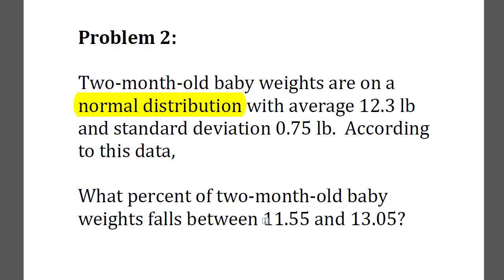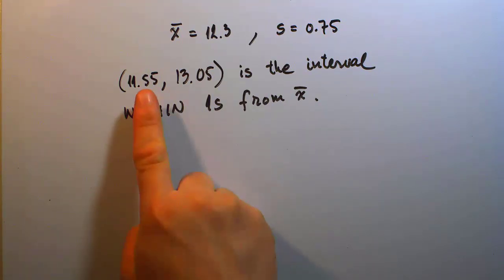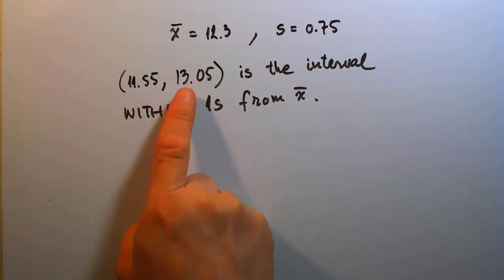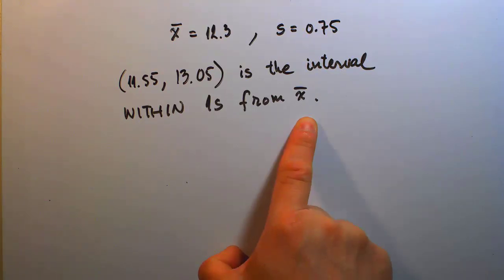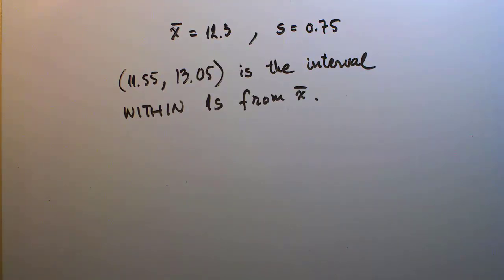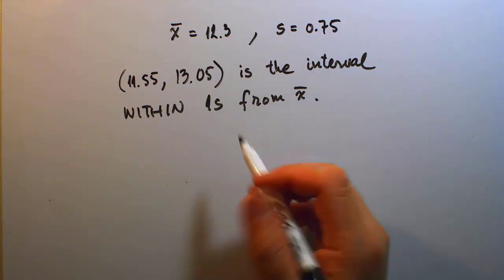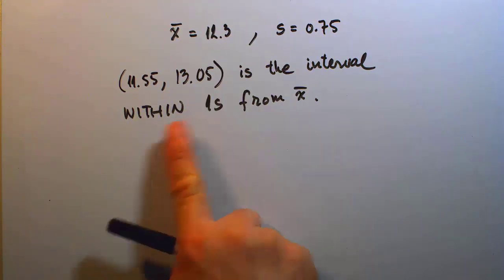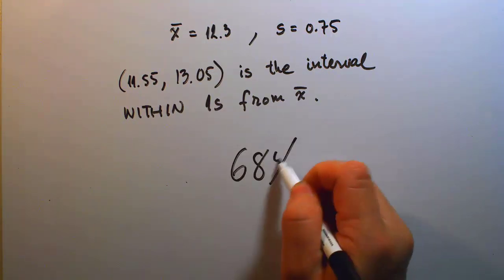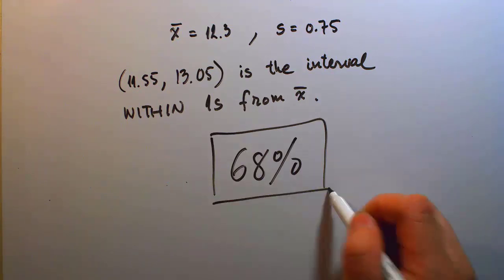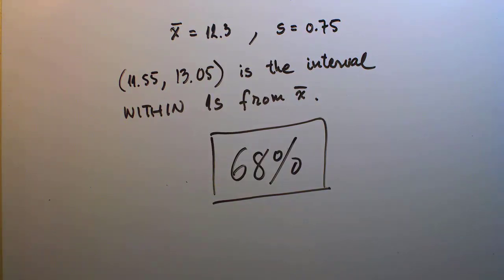Remind yourself again, this interval is that interval on my board here. We made that conclusion earlier. The interval from negative 11.55 to 13.05 is the interval within 1 standard deviation from the mean. And so, perfect. The empirical rule is now simply telling me that we're on a bell curve and we're within 1 standard deviation from the mean. The answer is just straight old 68%, without any worry about the calculation. We don't need to do that here yet, but we just simply apply the empirical rule.